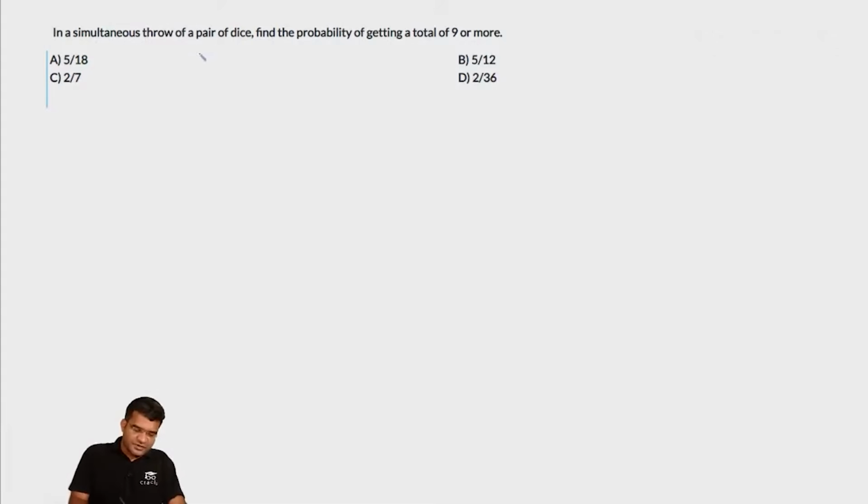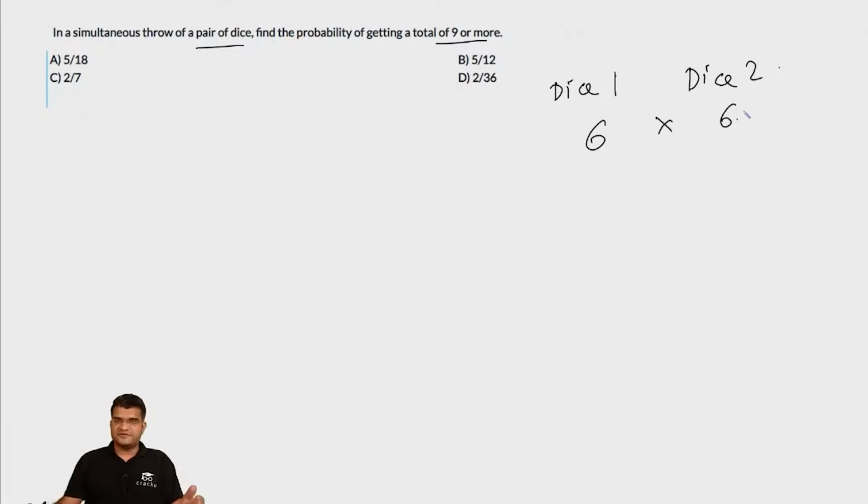So in this question we are told that a simultaneous throw of a pair of dice, what is the probability that the total is 9 or more? Now if you have dice 1 and you have dice 2, dice 1 can be any one of the 6 numbers from 1 to 6. So there are 6 possibilities. Similarly, dice 2 also can be any of the numbers from 1 to 6. So the total number of possibilities is 36, which is 6 into 6.